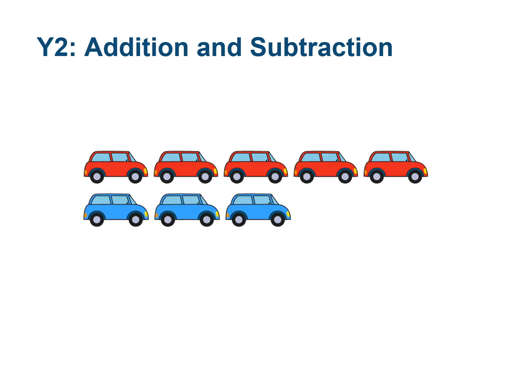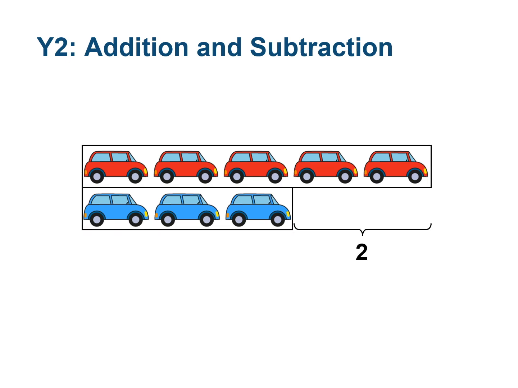In Year 1, pupils met the additive structures of aggregation and partitioning and augmentation and reduction. To be ready to progress from Year 2, pupils need to be able to solve questions such as there are 5 red cars and there are 3 blue cars. How many more red cars are there than blue cars? This is the difference structure where two quantities or measures are being compared.